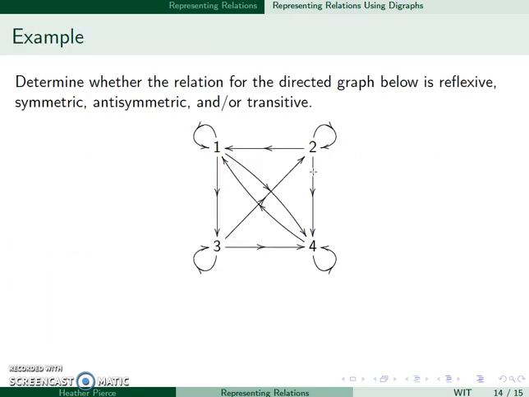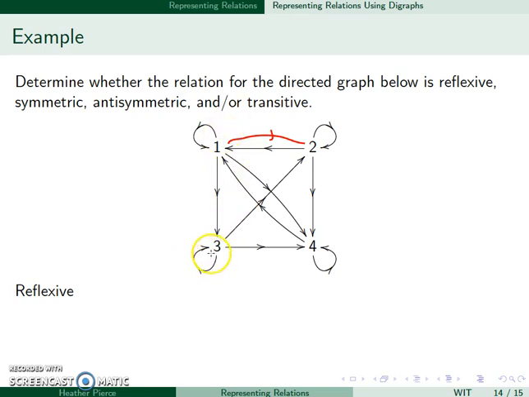So for example, let's look at this one. All 4 of the points do have loops, so this one is definitely reflexive. It's not symmetric, however, because for instance, we have an arrow going from 2 to 1. However, we're missing this arrow from 1 to 2. It's also not anti-symmetric, since we do have a possible double arrow here in the center. We do have one that goes from 1 to 4 and from 4 to 1, so it's not anti-symmetric.